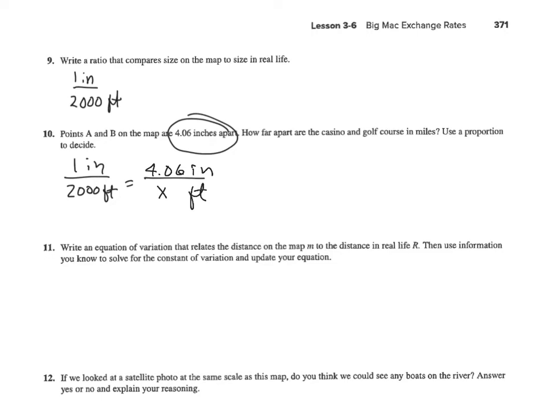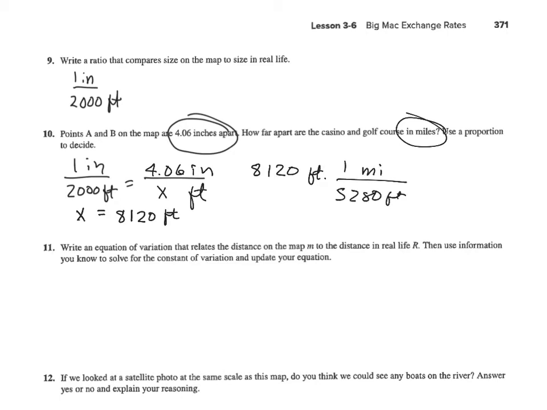All right, so pause the video and work this out on your own. Okay, so we got 8,120 feet. And then remember they wanted it in miles, so we can do that because we know how to do dimensional analysis. So 8,120 feet, there are 5,280 feet in 1 mile. So 8,120 divided by 5,280 is approximately 1.54 miles.